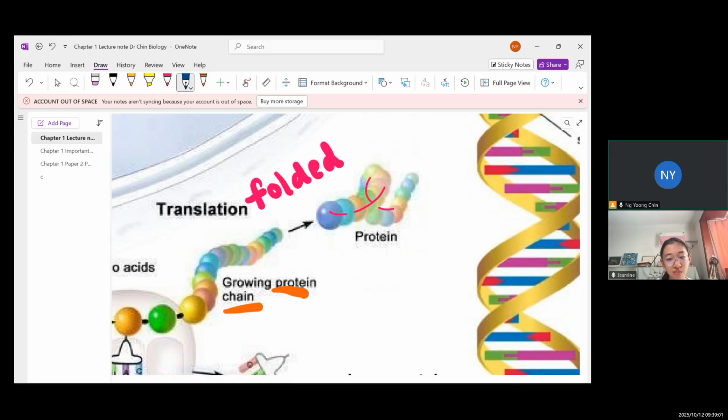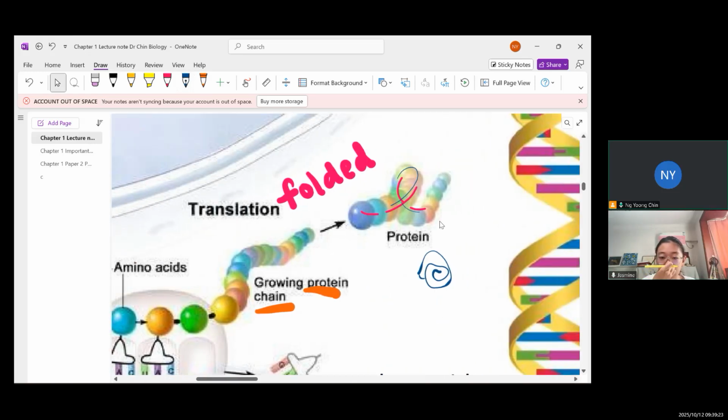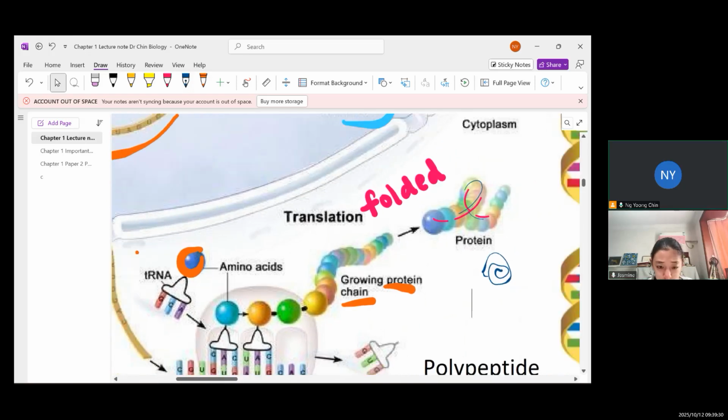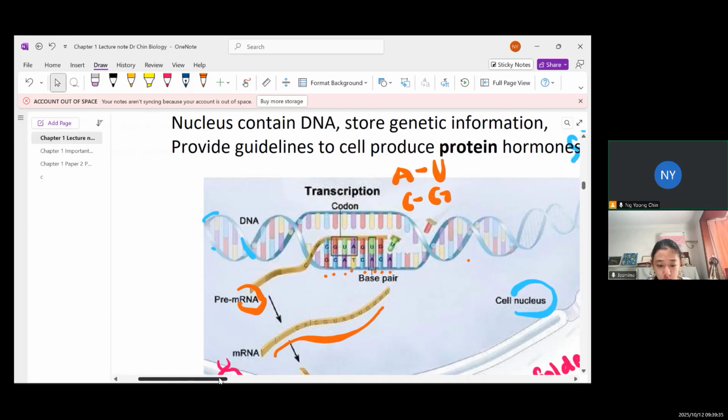Because later you will know about proteins, the protein needs to have a very specific structure. Just like this. The function of a protein is actually determined by its structure and its shape. So if the protein loses its structure or shape, it cannot function. So this is their role. For example, just now we talked about insulin.